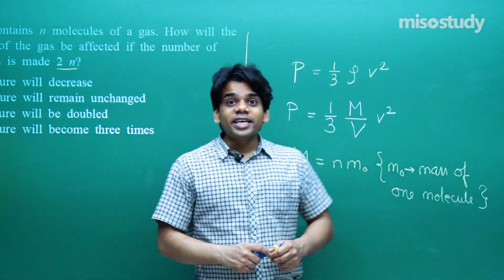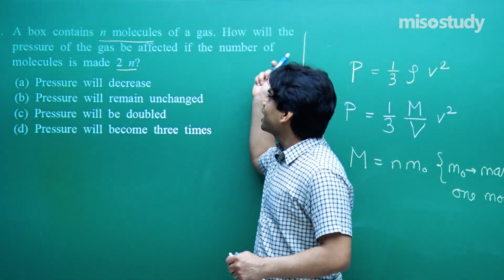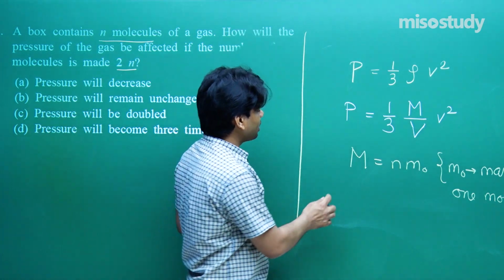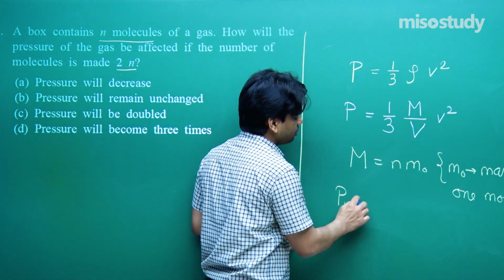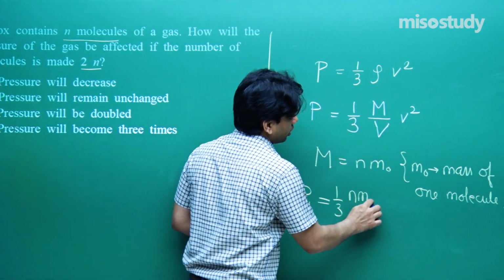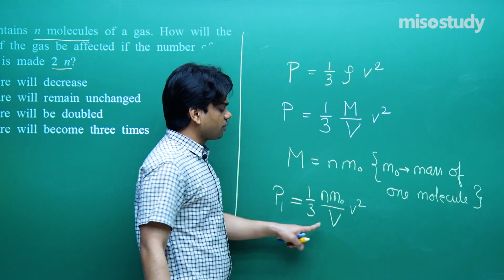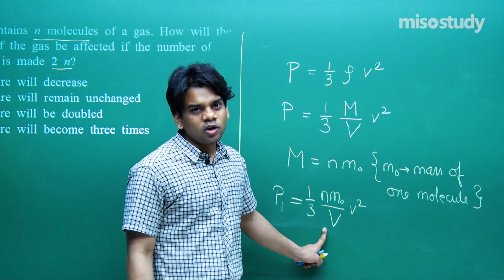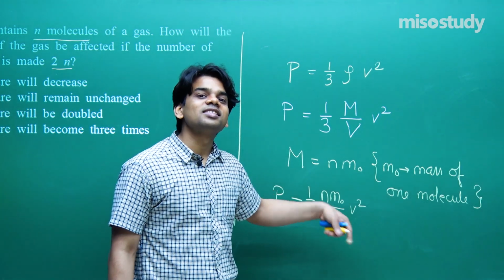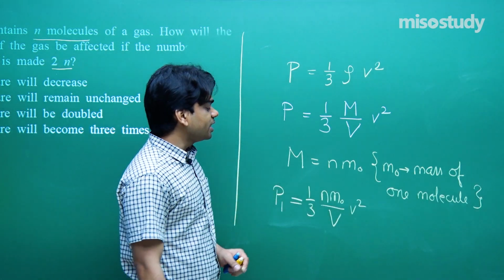Now, you check here: a box contains n molecules of gas. How will the pressure of gas be affected if the number of molecules is made 2n? So, initial pressure Pi is 1 by 3 n m naught by V into v square. This small v and capital V are different. Capital V represents the total volume of the gas. Small v represents the root mean square speed, it's the square of the root mean square speed.